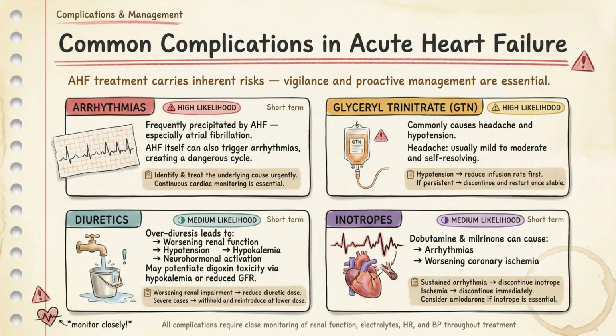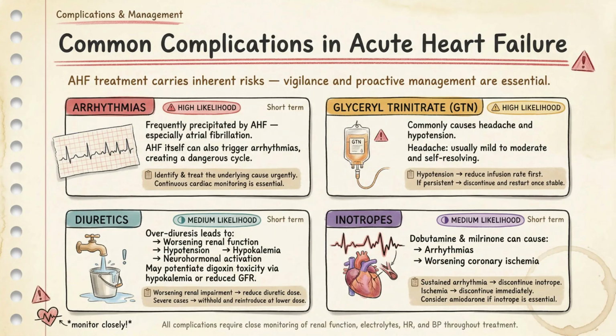Diuretics: medium likelihood. Overdiuresis leads to worsening renal function, hypotension, hypokalemia, and neurohormonal activation. Can also potentiate digoxin toxicity via hypokalemia or reduced GFR. For worsening renal impairment, reduce the dose. Severe cases, withhold and reintroduce at a lower dose.